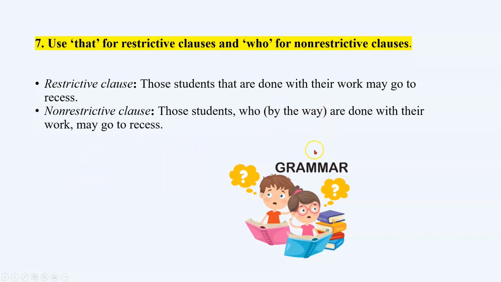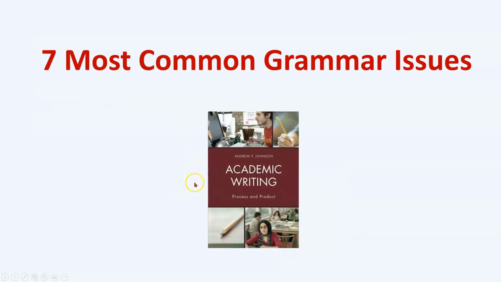I put these parentheses here because that's what I use to help me identify restrictive and non-restrictive clauses. If it doesn't need to be there, it's non-restrictive, we use commas to separate that, and we use the word who. All right, just some ideas for the 7 most common grammar issues. And if you know these 7 ideas, they will get you through, I would say, 98% of your writing situations in kindergarten through graduate school.